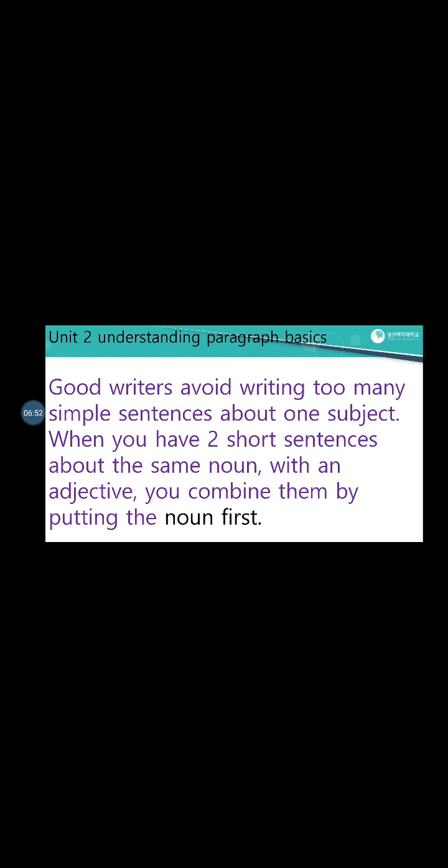Okay, so here we go. Please understand, good writers avoid writing too many simple sentences about one subject. When you have two short sentences about the same noun with an adjective, you combine them by putting the noun first. Please remember this, it's important. Don't forget that.